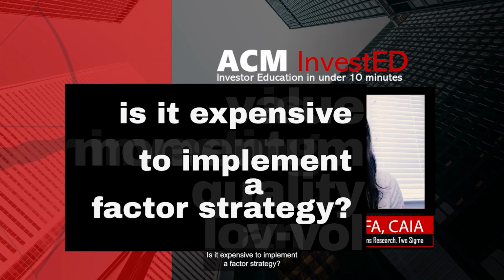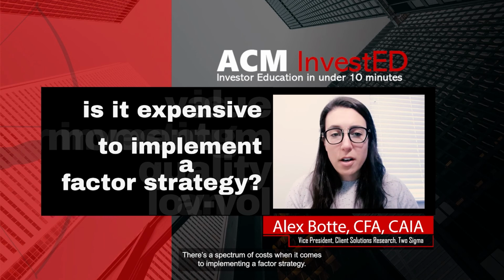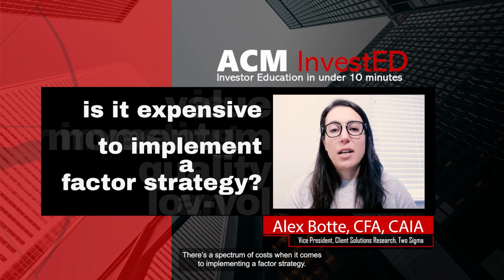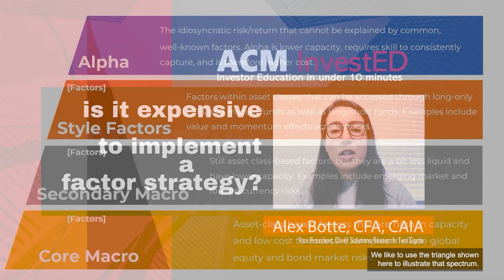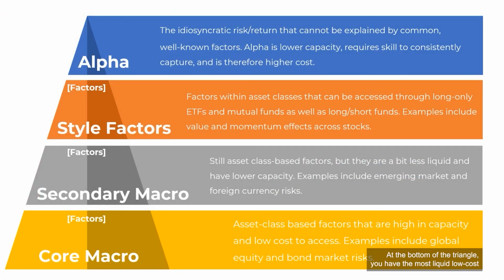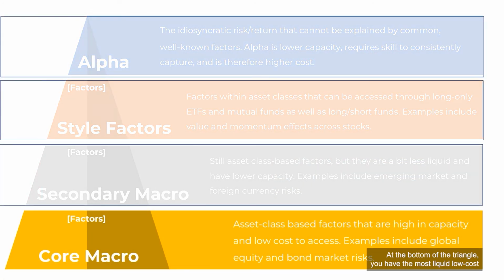There's a big emphasis on cost these days and driving down investment-related expenses. Is it expensive to implement a factor strategy? There's a spectrum of cost when it comes to implementing a factor strategy. We like to use the triangle shown here to illustrate that spectrum. So at the bottom of the triangle, you have the most liquid, low-cost factors that are very accessible and relatively easy to capture. So these include factors like just getting exposure to general equity market risk and global bond risks. There are mutual funds and ETFs that offer these exposures for next to nothing.